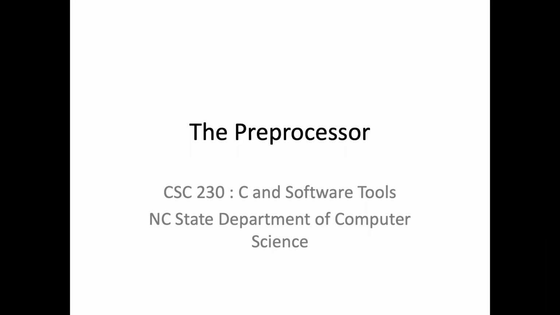Welcome to day 17 of C and Software Tools class. Today we're going to be talking about a part of the C compiler that we've really only used a tiny bit. We've used the preprocessor for a couple of things, but it can do more than what we've been getting out of it. We'll see some of that today, and it'll help explain some of what we've been using since the start of the semester.